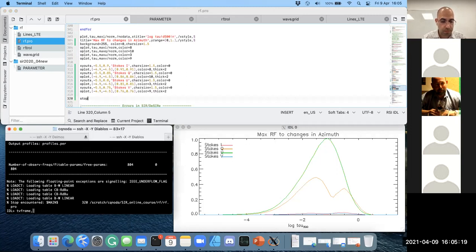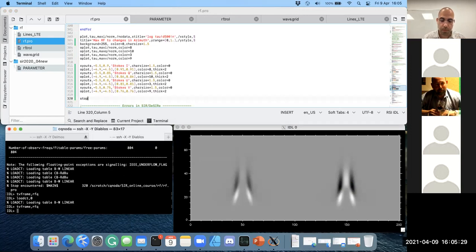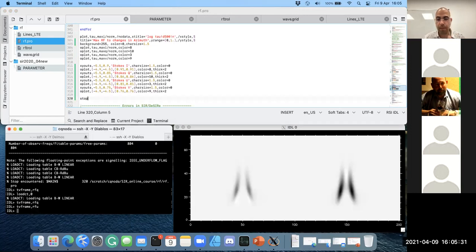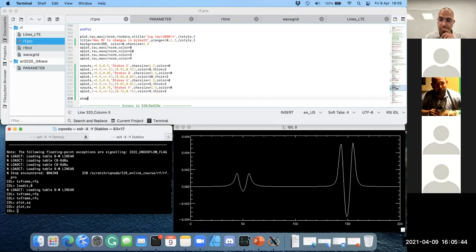Possibly it depends on whether you have one lobe in Q and U, because depending on the inclination and azimuth, you will have one lobe in Q or two in U, or the opposite, and this is changing. So this is what Vasily is saying. Depending on the shape, sometimes you can have one lobe or two lobes, and you can see it here.